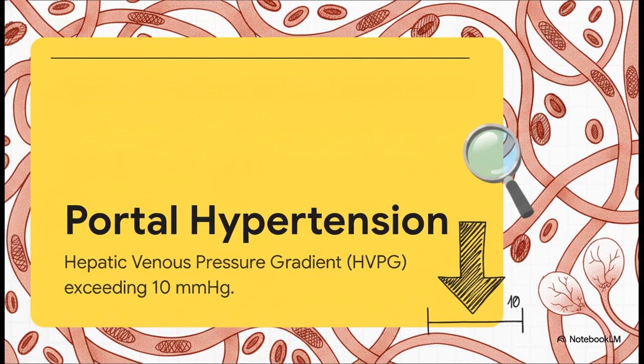Why does this exact number matter so much? Because once you cross that 10 threshold, and especially when you push past 12, the risk of life-threatening variceal bleeding just skyrockets. The cirrhotic liver becomes the stiff, fibrotic roadblock, basically forcing all that splanchnic blood backward.